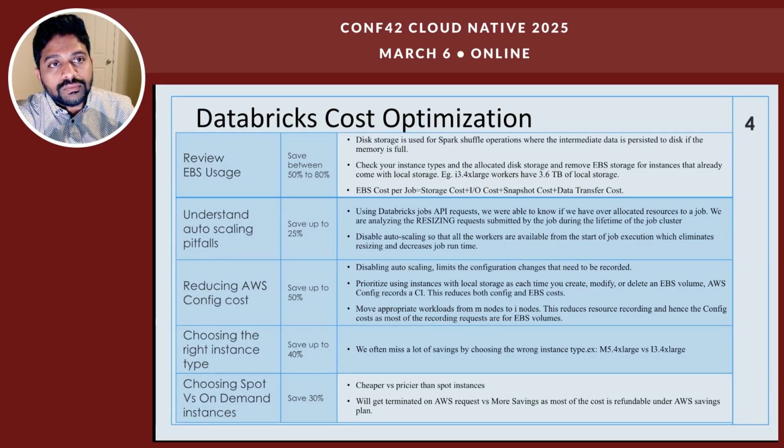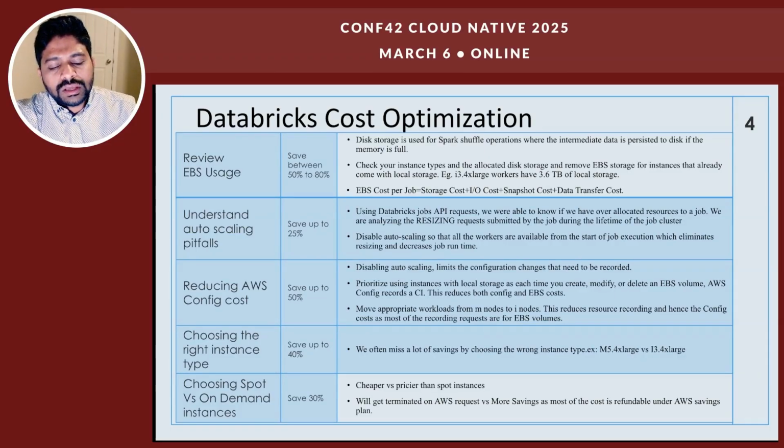So it might look very small initially, but when you're running a huge number of jobs and we are paying in millions, this one contributes hugely. And when you can tweak this one, you can save up to 50 to 80% of your costs. Understanding auto scaling pitfalls, right? So saving up to 25% is possible.